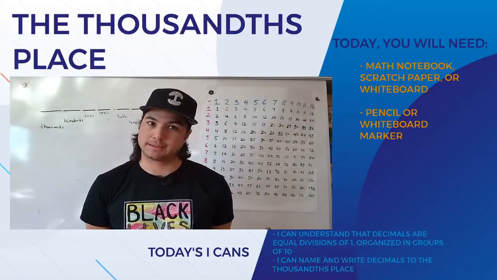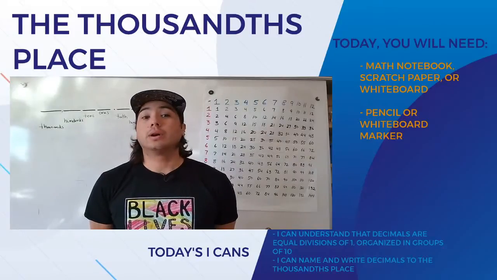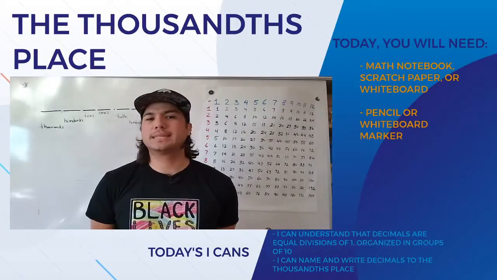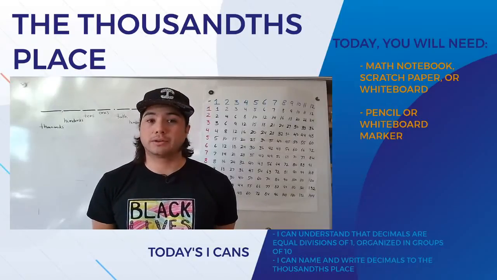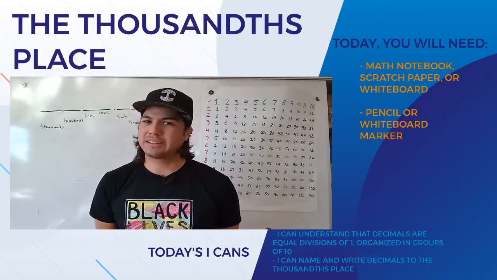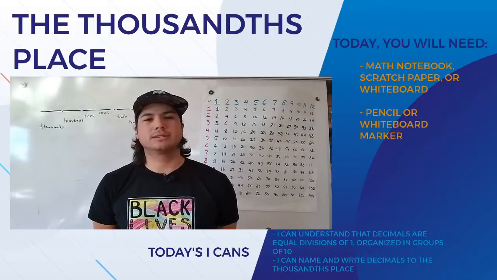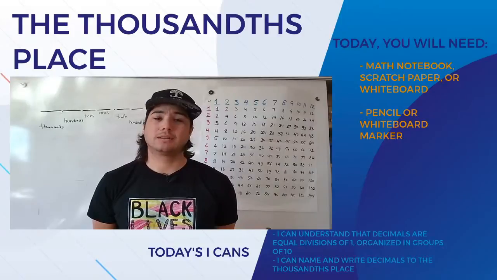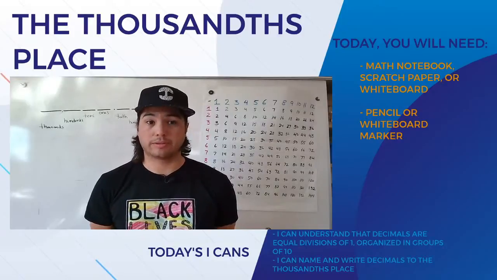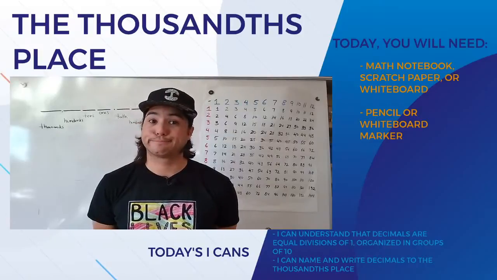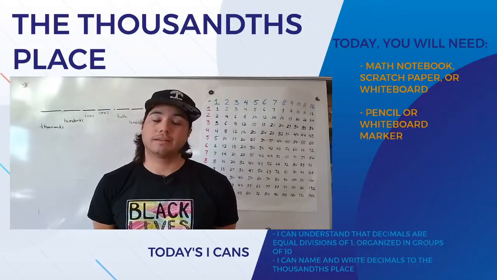Thousandths place today. In our intro to decimals, we've been focusing mainly on the tenths and the hundredths place. Today we're going to add the thousandths place. The concept is essentially the same. We're just going another level over to the right, meaning we're going 10 times smaller than a hundredth. Essentially, if we took a hundredth and divided it into 10 pieces, we'd end up with 10 thousandths.